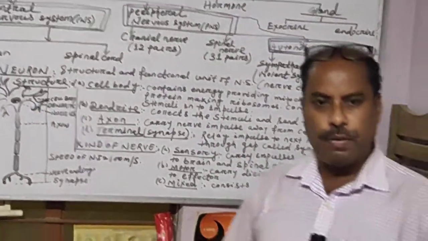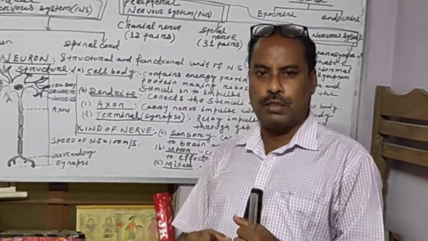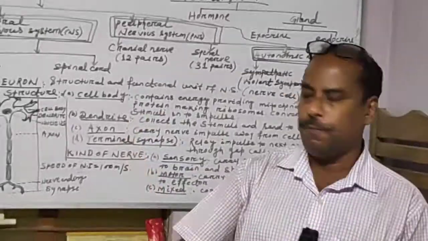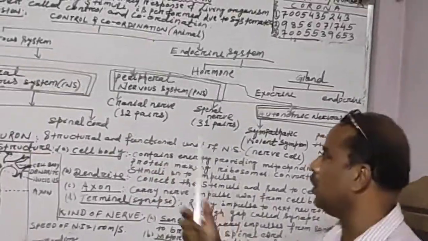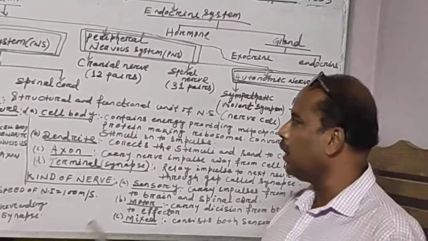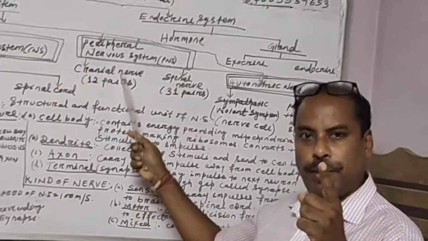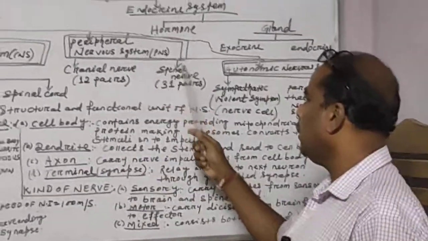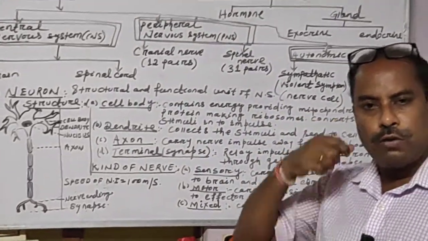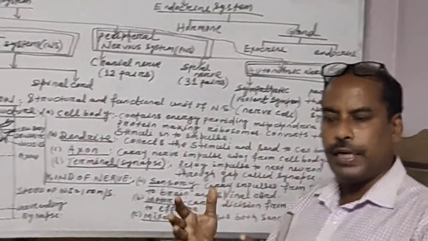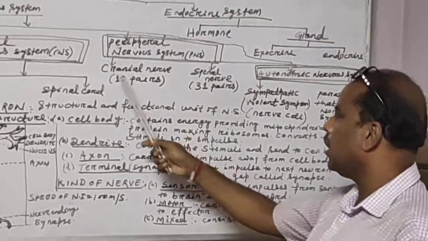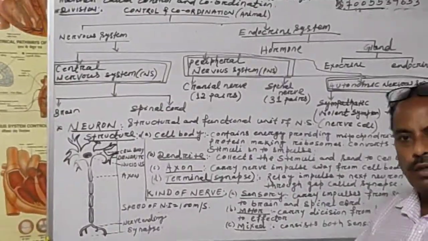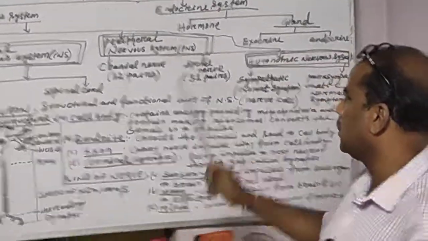Peripheral means the periphery of our body. It consists of a nervous system by which we respond to our atmosphere, our environment, our stimuli. This peripheral nervous system consists of nerves only. What type of nerves? Cranial nerves, which arise from the brain. The nerves coming from the brain and connecting to different organs are known as cranial nerves, and the nerves passing through the spinal cord and connecting to organs are known as spinal nerves. There are 12 pairs of cranial nerves coming from the brain and 31 pairs of spinal nerves coming from the spinal cord. This is the peripheral nervous system.